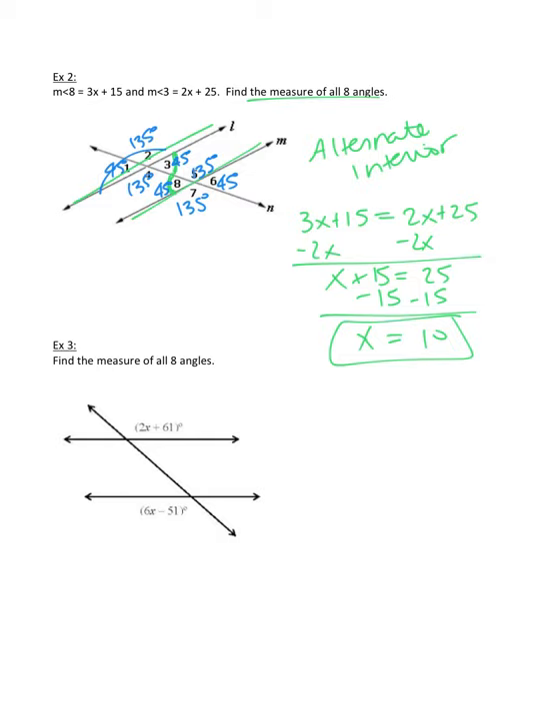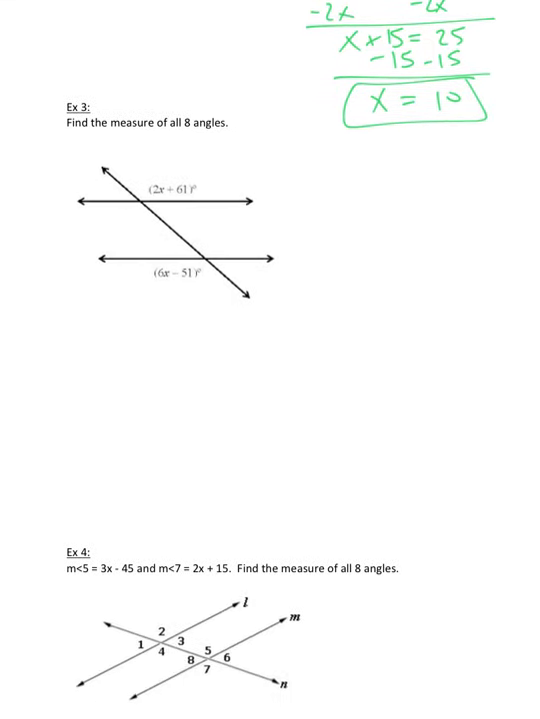Okay, another one, example 3. You look at the angles. This time they're put into the diagram for you. You look at them and you say, okay, well, this angle here and this angle here are on the outside of the parallel lines and they're alternating sides. These are alternate exterior angles. Alternate exterior angles are congruent. They're the same measure. You could see this is open wide and this is open wide.